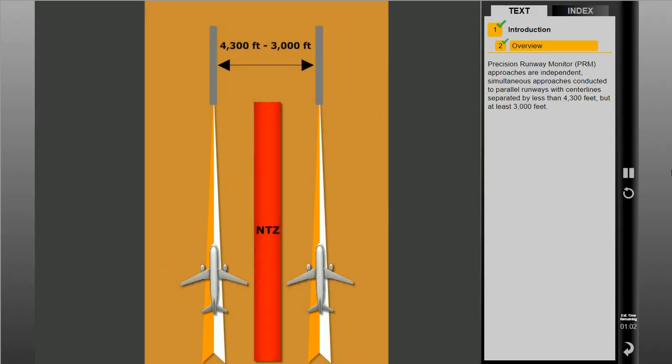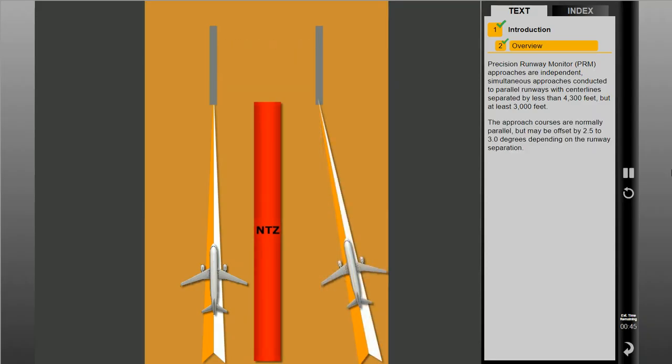Precision Runway Monitor, or PRM, approaches are independent, simultaneous approaches conducted to parallel runways with center lines separated by less than 4,300 feet, but at least 3,000 feet. The approach courses are normally parallel, but may be offset by 2.5 to 3 degrees depending on the runway separation.